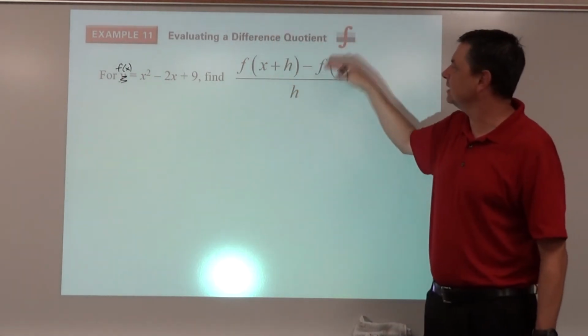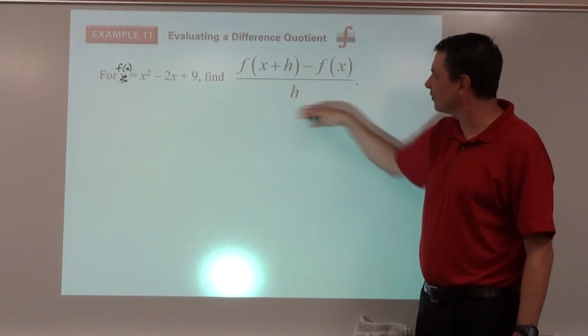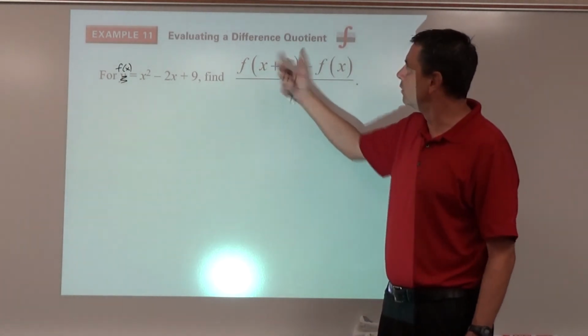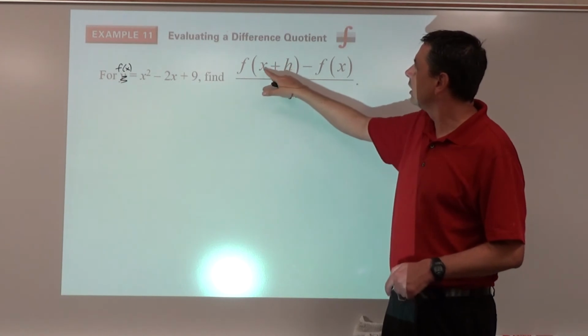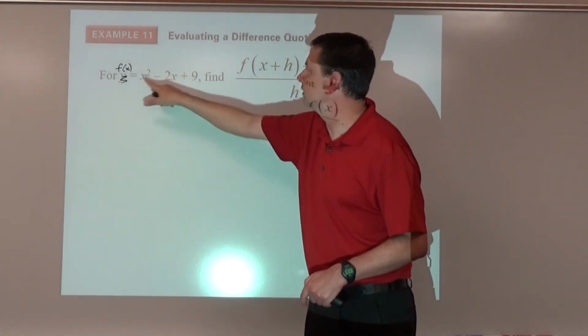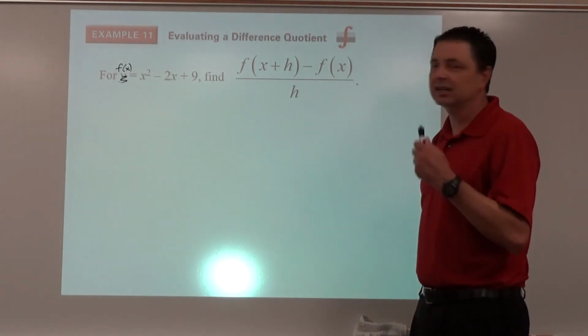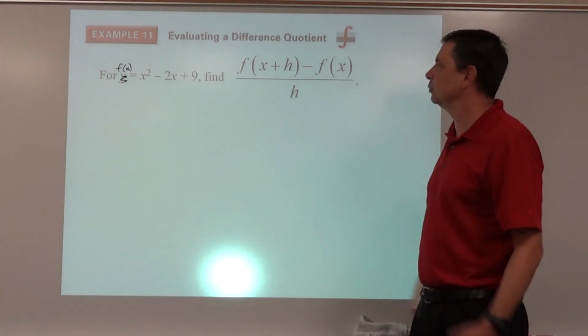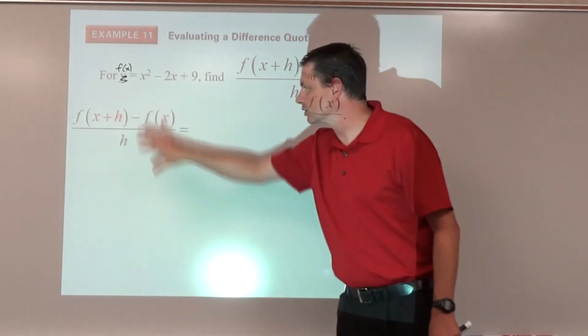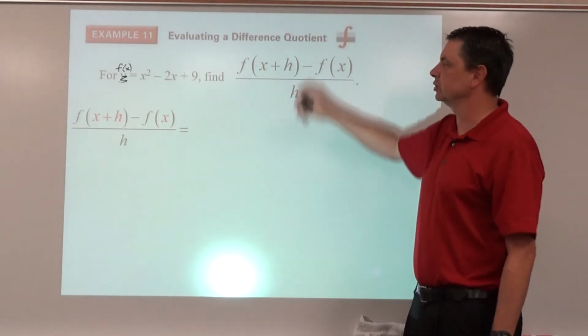And it says find this value. So we're going to have a fraction, and we're going to substitute, most of the work is going to be right here, substituting x plus h into this for all of the x's. So that's going to kind of take us back to the previous example where we've been working on that. So here's our difference quotient. It's just exactly what you see here.